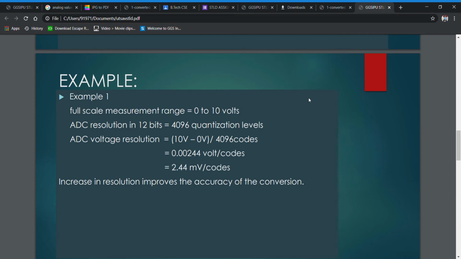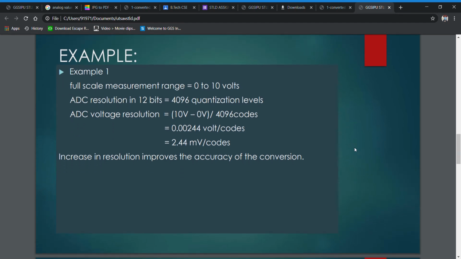In the given example, we see that the full scale measurement range is given as 0 to 10 volts. The ADC resolution for 12 bits, that is 2 to the power 12, is 4096 quantization levels. The ADC voltage resolution is 10 minus 0 volts divided by 4096 codes, that is 2.44 millivolts per code. Increase in resolution improves the accuracy of the conversion.